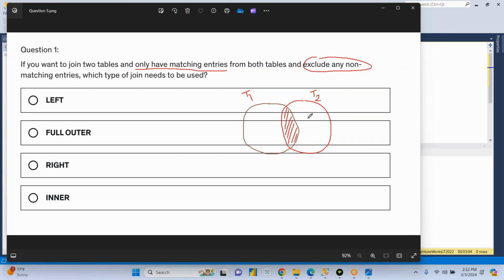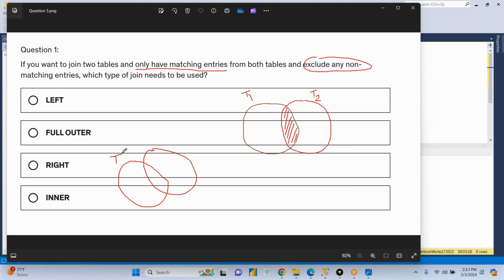This is very, very important. In a full join, you're targeting all the regions, so the entire T1 and T2 will be shaded. That's when you know you're dealing with a full join. In a left join, you're targeting all the rows, all data from the left table.